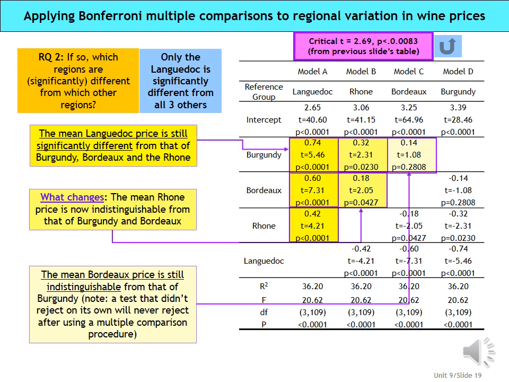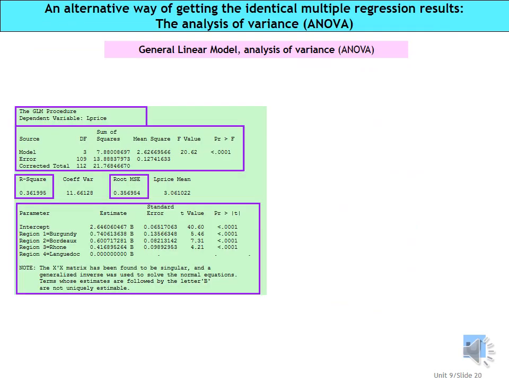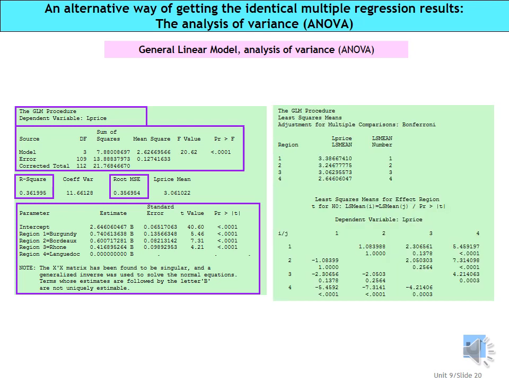Research question 2. If so, which regions are statistically significantly different? Only Languedoc is statistically significantly different from all three others. So that's just what we find in this analysis. So uncontrolled ones are in here. I'm sorry, I was wrong. Nothing has changed. Sorry.